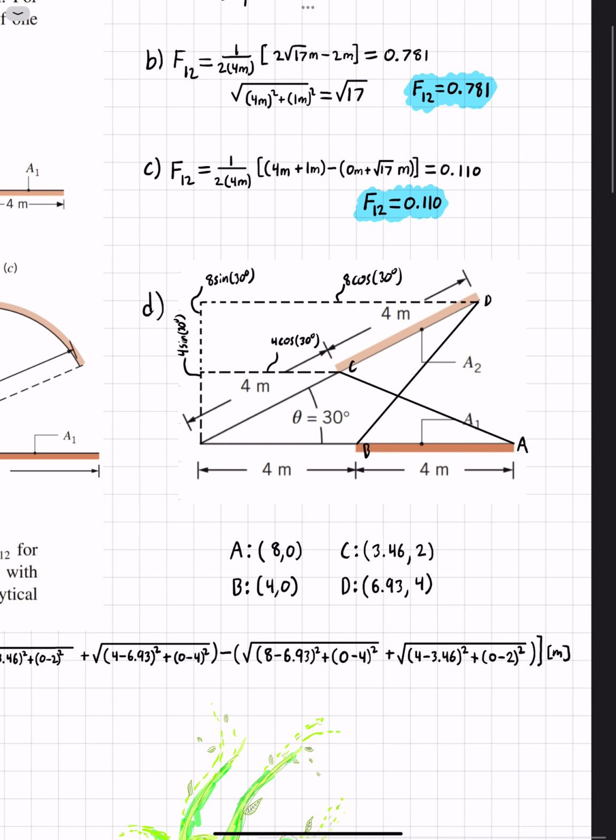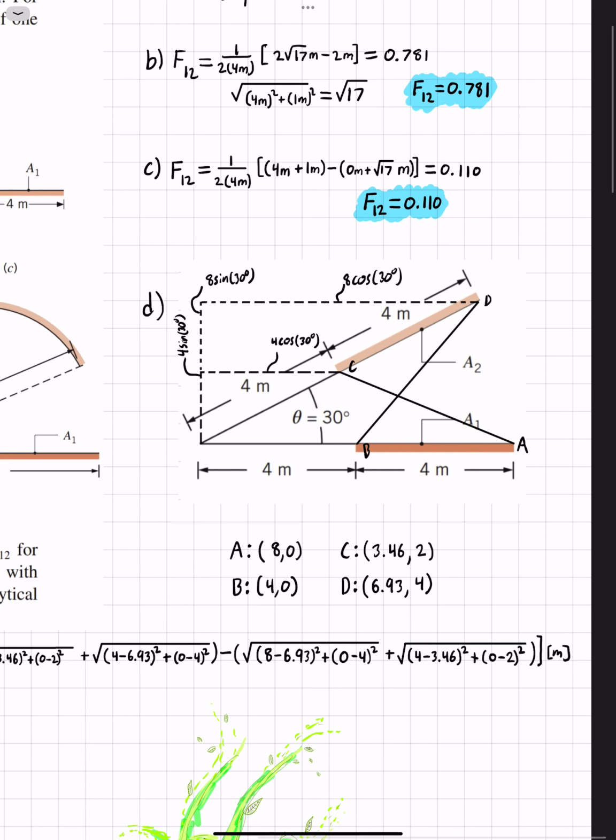But then for each of these, again, for AC, BD, AD, and BC, you're just going to be doing the Pythagorean theorem between each of these points. Because you now have the defined coordinates for each one, you basically just do the Pythagorean theorem for each one. So for example, for AC, it's the square root of the x location of A, which is 8, minus the x location of C, and then you square that, plus the y location of A minus the y location of C squared, and you repeat that for BD, AD, and BC. Doing all that, you get this equation here, and that gives you a view factor of 0.463.